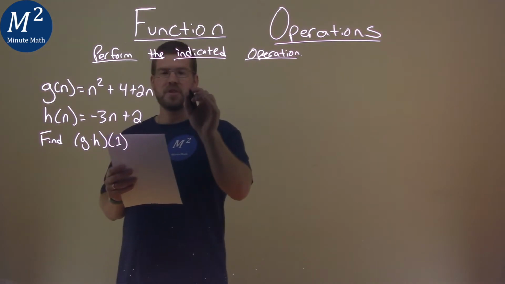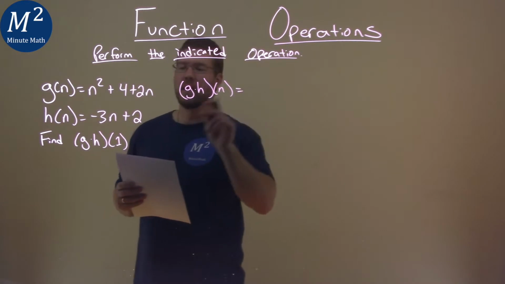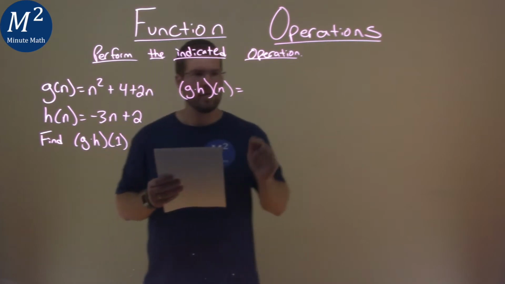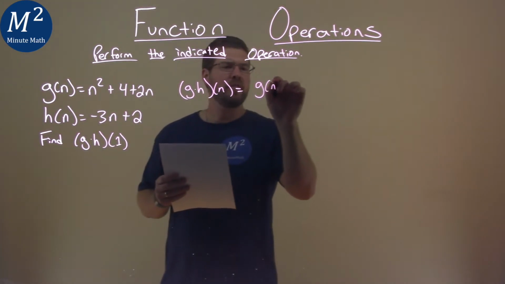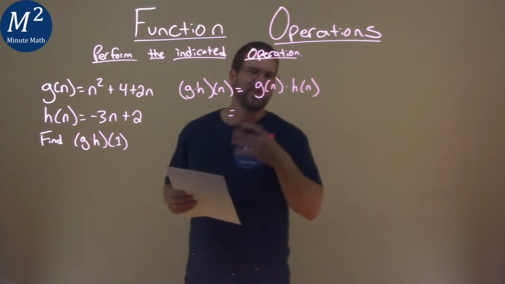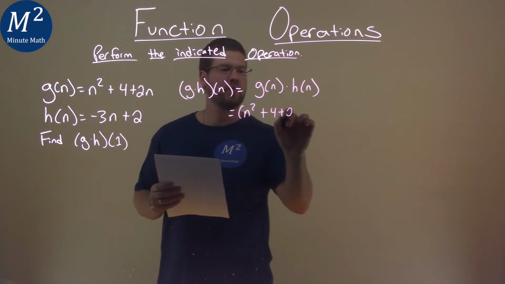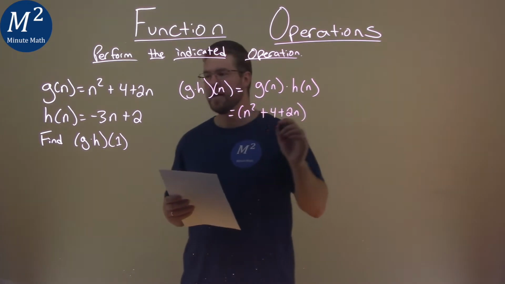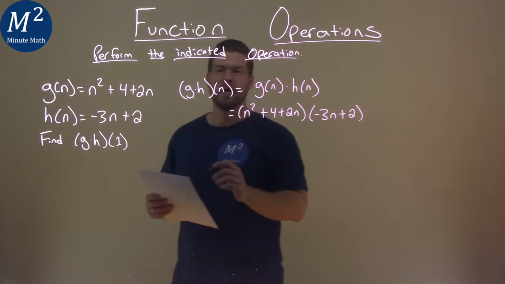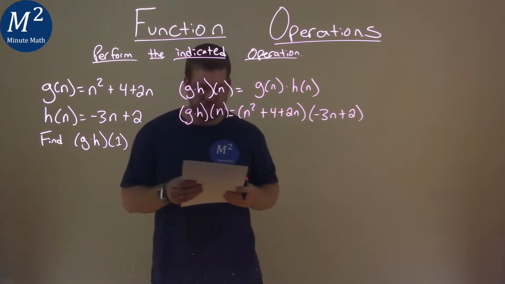We have g times h of n is multiplying these two functions here, g of n and h of n. So to do that, we can show it like this, g of n times h of n. And then let's go show what they are. n squared plus 4 plus 2n is g of n, and h of n is negative 3n plus 2. And again, that is our g times h of n here.